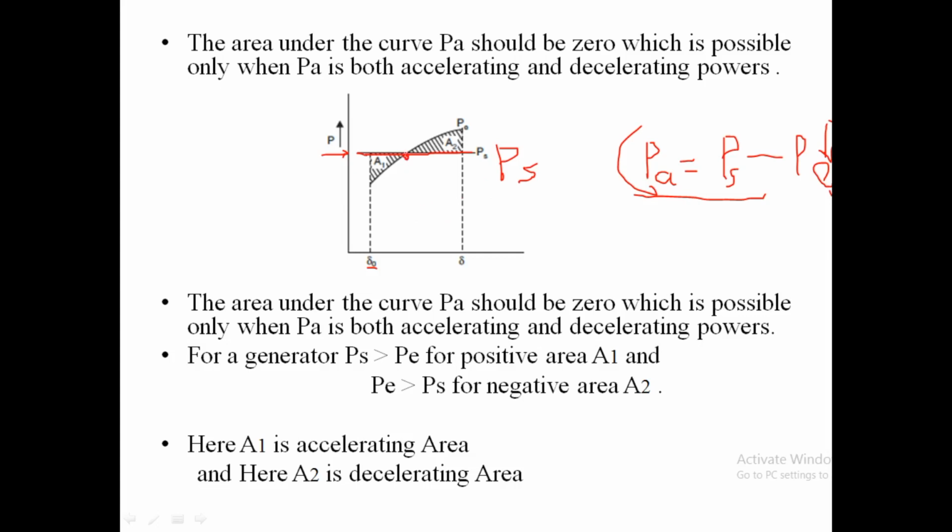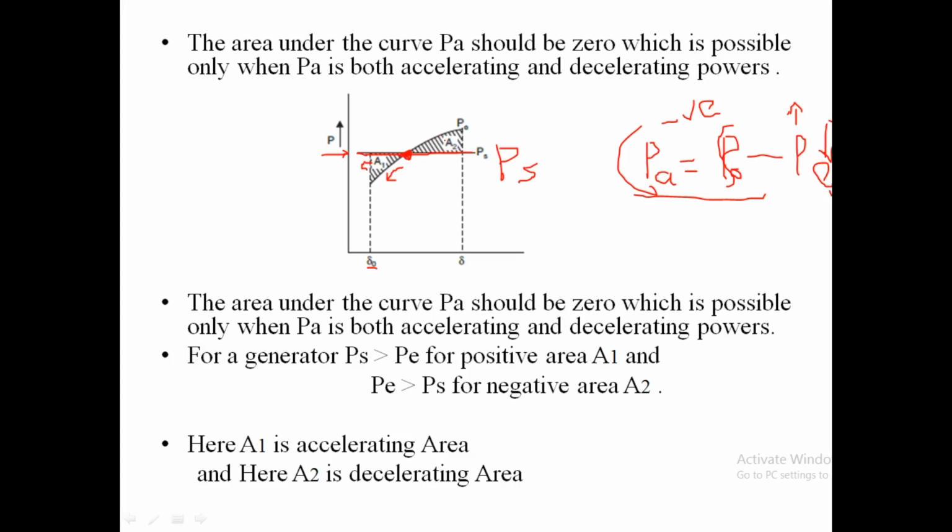At this point both are equal. There is no acceleration. But if we are coming to this side, PE is less than PS. That means there will be an acceleration. So A1 is representing an area which is an accelerating area. Now at some time this PE may be greater than PS. If PE is greater than this PS, which is a constant, it means PA will become negative. If this is negative, it means it is decelerating.